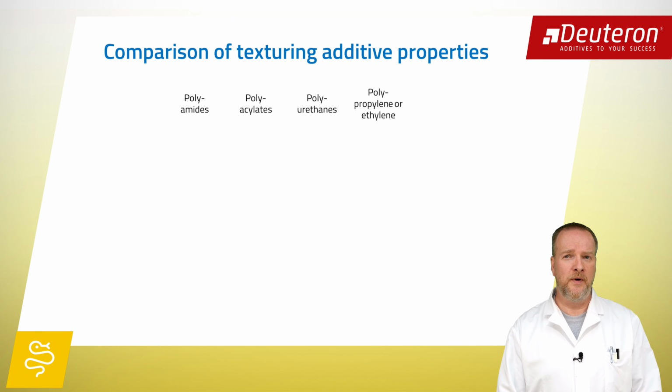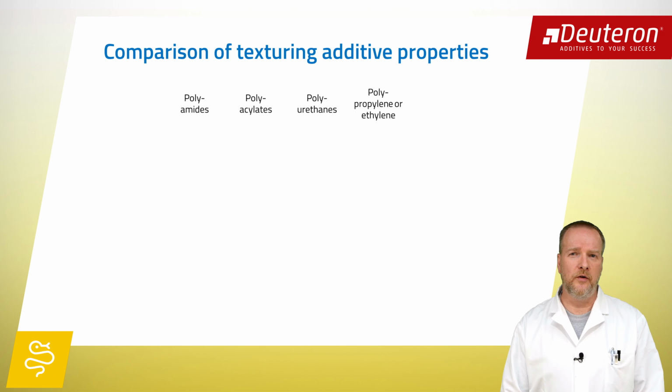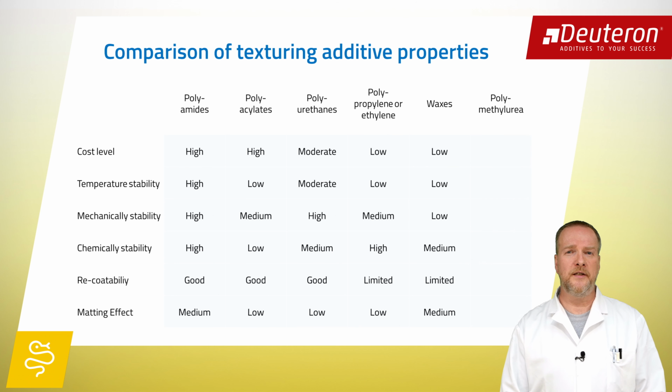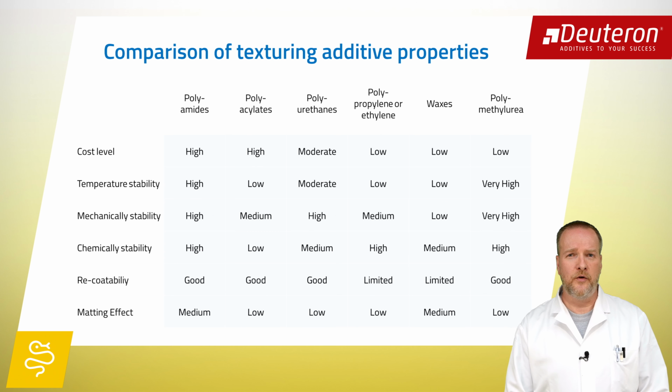The different kinds of texturing powders have different properties. The table shows a short comparison of important properties. Thermoplasts are available in a wide range of different kinds of polymers. They can have completely different properties. Also, some grades of coarse waxes are available for rough structures and surfaces. But also for textured surfaces, PMU-based products have a lot of benefits. Due to their chemical nature, of course, they have mainly the same advantages and properties as the other PMU products.